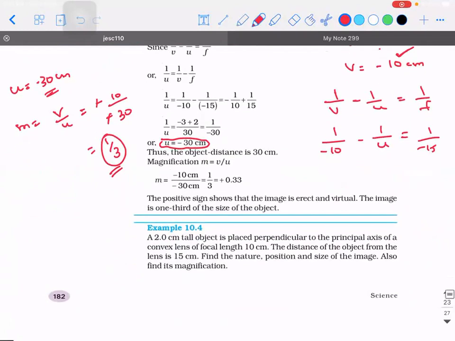I want you all to make a note of it. If the magnification with respect to a lens, write it down, is positive, then what does it mean? The image is erect and virtual. So first you always use the word virtual, okay? Because virtual images are always erect. So M positive represents it is virtual and erect, with respect to a lens.